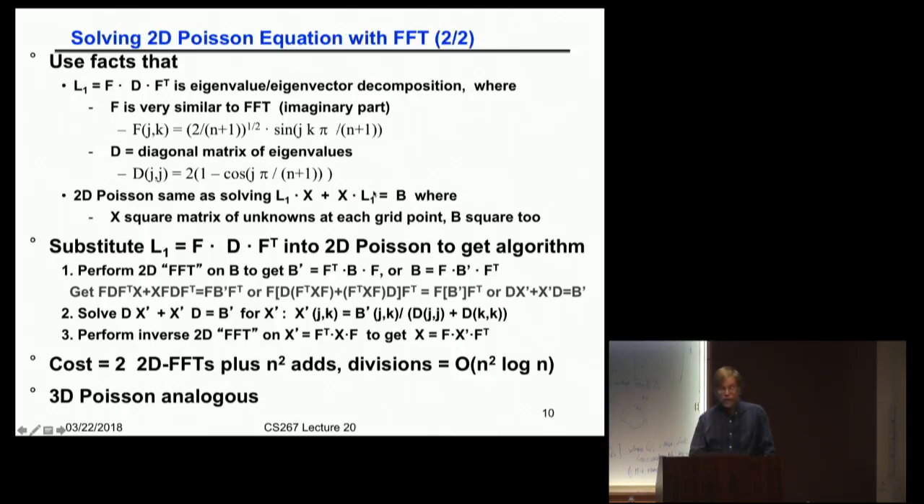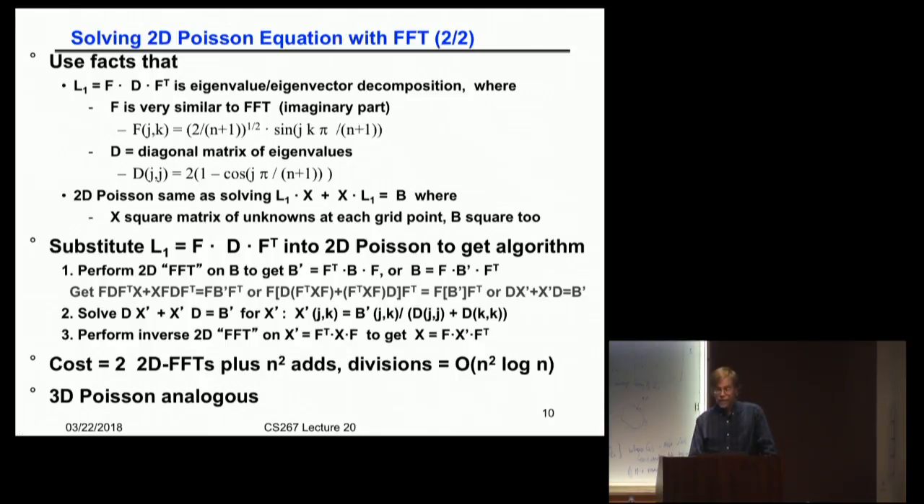And so the trick to solve this super fast is just to substitute the fact that I know the eigenvalue decomposition of L1. So let me substitute L1 equals Fourier transform times diagonal times inverse Fourier transform into this equation, and I'm going to solve that one instead. Let me take my right-hand side, which is my input, and do the FFT on that. I represent this as, again, Fourier transform times another matrix times Fourier transform, plug that in, and I see that if I cancel all the Fourier transforms, I'm left with a diagonal system of equations.